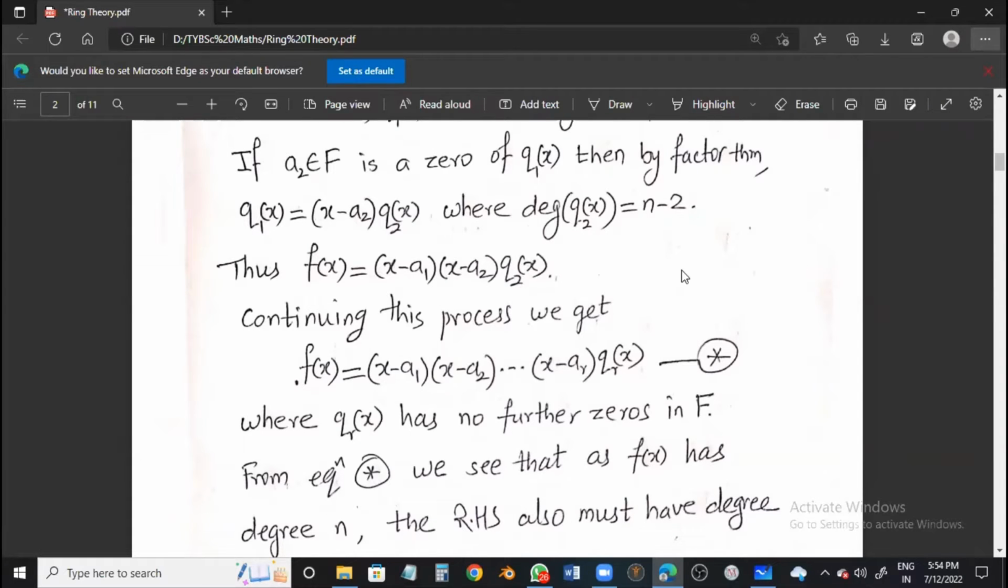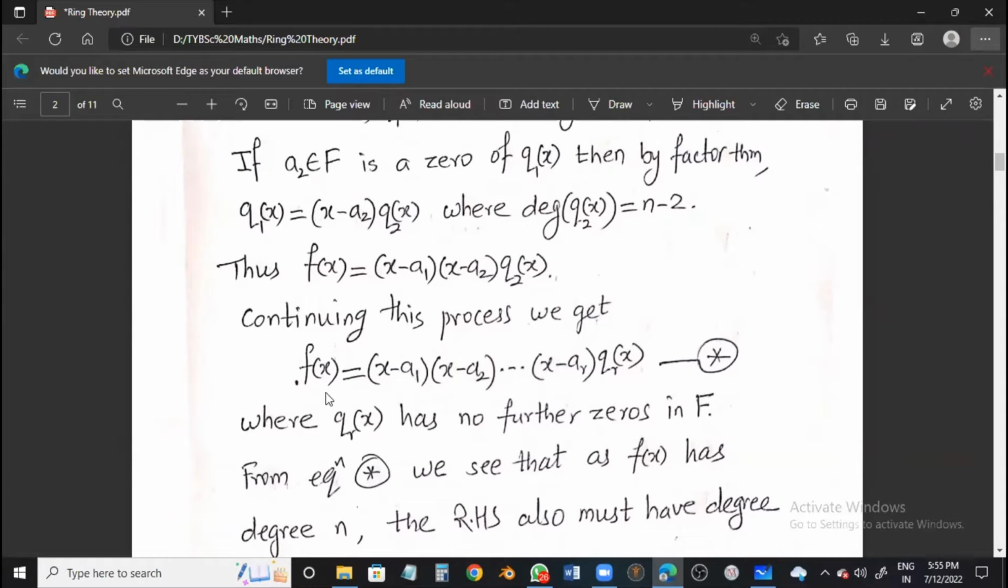So this way I can continue. Whatever number of zeros you have, accordingly I can continue. And suppose all the zeros are over now. I got a1, a2 up to ar. So suppose there are r zeros of f. So we got this equation which I have denoted by star.